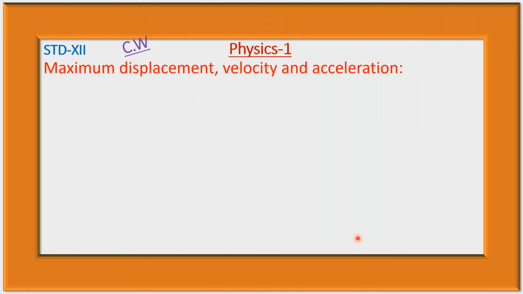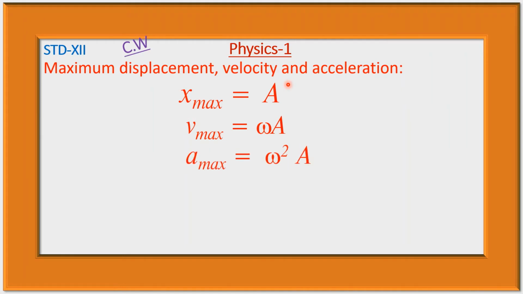Maximum displacement, velocity and acceleration we have already calculated. Here x max is equal to maximum displacement. We know the maximum displacement of the particle is known as amplitude. So x max is equal to amplitude a, v max is equal to omega a, and a max, maximum acceleration, is equal to omega square a. So maximum displacement a, maximum velocity omega a, and maximum acceleration omega square a.